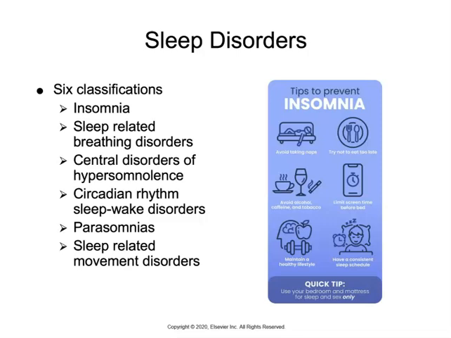We have central disorders of hypersomnolence, which is going to include narcolepsy, which is marked by having excessive daytime sleepiness and sudden sleep attacks. Then we have our circadian rhythm sleep-wake disorders, and this can happen when we have a misalignment between our body's internal clock and our external sleep patterns, which causes issues like shift work disorder and jet lag.